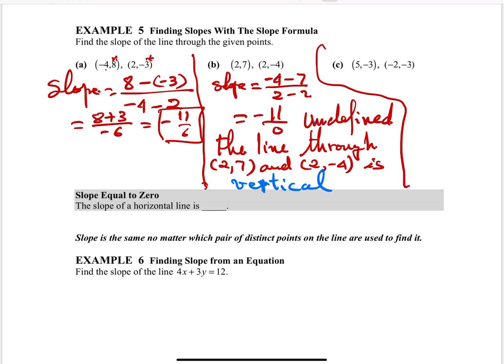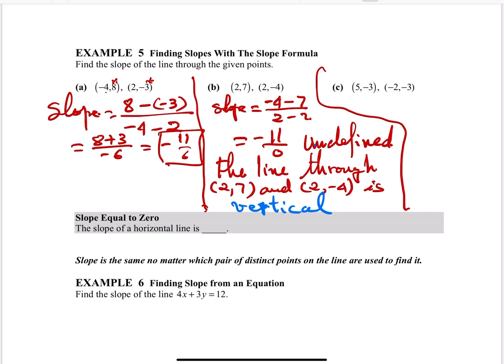If it is undefined, then that's the way you have to conclude, okay? That means show your work. If you just stop at undefined without writing it like this, it's false. I will give you 0. So you have to write that it is vertical, okay? Okay, let's do the next one.